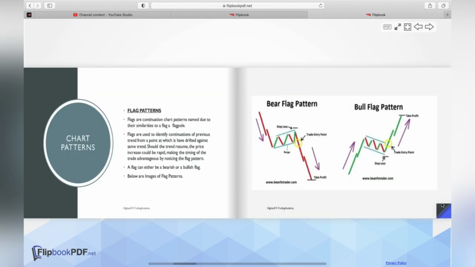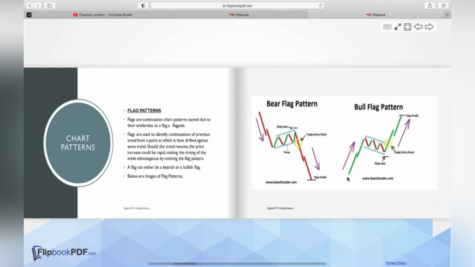Flag pattern is a continuation chart pattern named due to the similarity of a flag and a pole. It looks like a flag and its pole, like when you hold a country flag or any kind of flag: it has a pole, then it has the flag itself. So you can see the structure right there.